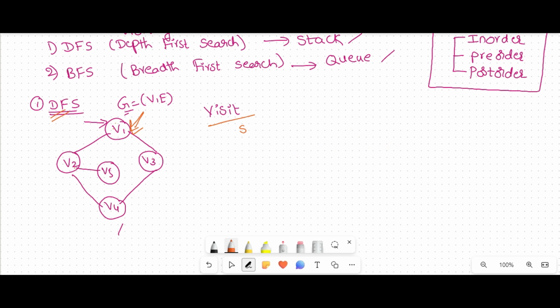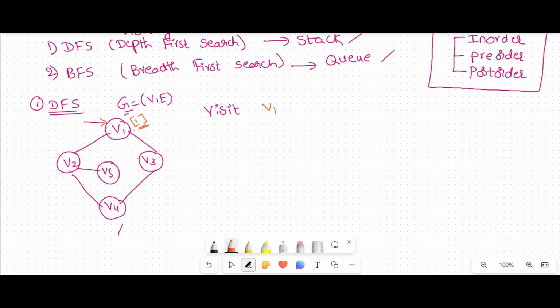Now see, start from any vertex. Assume the starting vertex is V1. Mark that as visited. Whenever I am marking 1, it means that vertex is visited. So this is the visited vertex. For that visited vertex, find adjacent vertices V2 and V3.